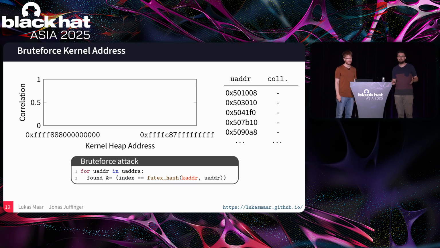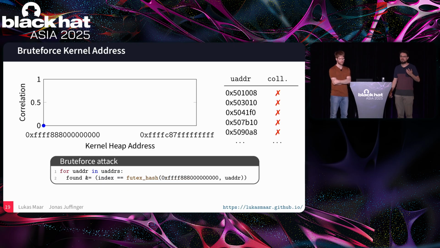And now all we have to do is try all the possible kernel addresses and see. We can do this because we know the hash function. We do this not with kernel interfaces, but actually implemented the kernel hash function ourselves. So we write a small program that just goes over all the addresses and measures the collisions. And here we try the first address. There are no collisions there.